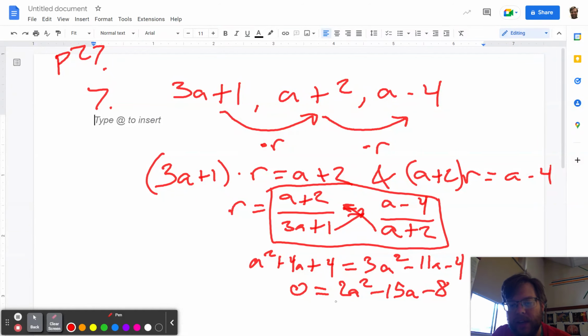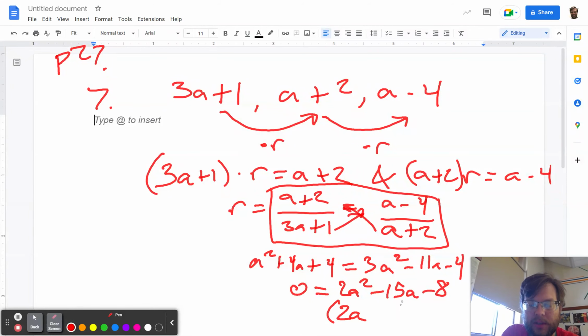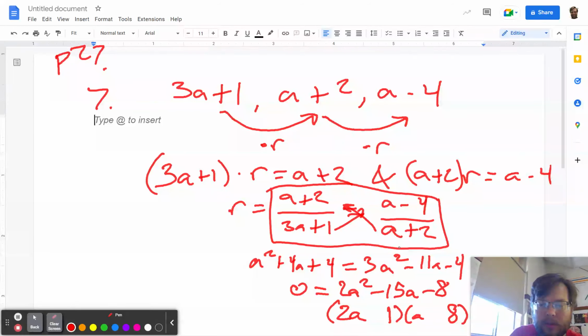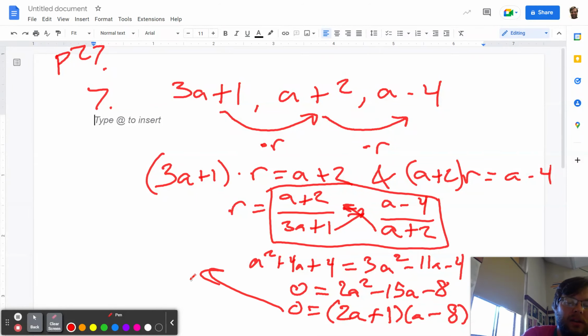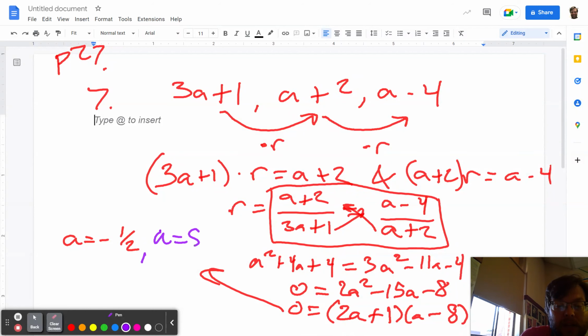I bet this factors. So we could say 2a times a. In order to get 15 here, I'm going to need to multiply 2 times 8 and 8 times 1. Oops. Then here I can do plus 1 and minus 8 to make all the signs match up. And so then my two values for a are negative 1/2. I'll use a different color. And a equals 8.